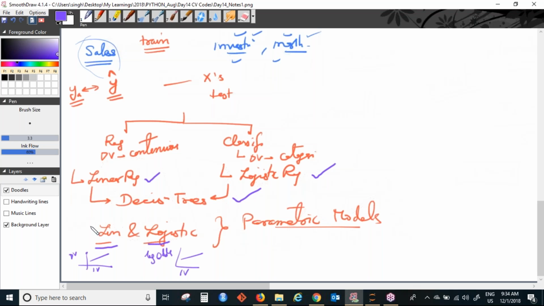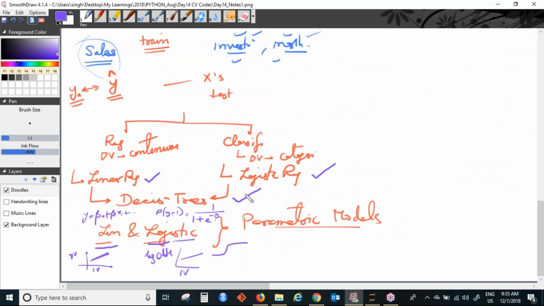Or in other words, you can say they come with specific equations. For example, linear regression's equation is beta naught plus beta 1 x1 and so on. Similarly, logistic regression's equation is probability of y equal to 1 is equal to this, where theta is this quantity. So they come with certain equations, or in some way they are fixed. Linear regression will always be a straight line and logistic regression will always be an S curve. Their shape won't change a lot. That is why they are called parametric models.